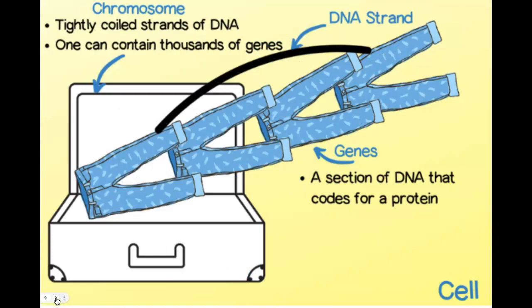So this is a great way to remember. Chromosomes are the suitcases. In these suitcases, we have tightly coiled strands of DNA. One can contain thousands of genes. So think about this suitcase containing thousands of genes. And this long strand of genes are DNA strands. The genes are just one section or one pair of the genes that actually code for a protein. And this is happening in the cell or in the nucleus of the cell.